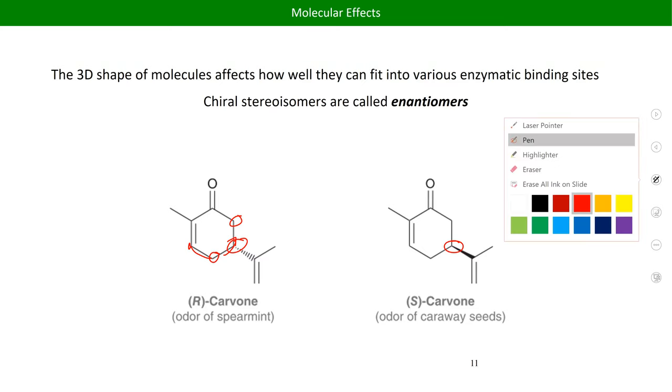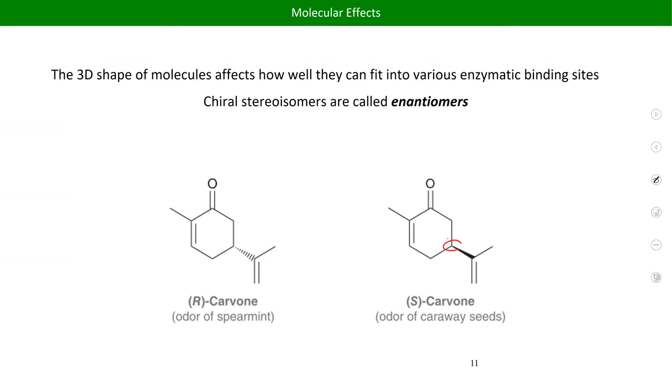So this one carbon center, one chiral carbon, creates a huge difference in the way that it fits into our smell receptors. Spearmint versus caraway. Kind of a big difference. Don't think of those two scents as being related at all, right? Because it fits into totally different receptors in your nose, which sends different signals to your brain. And it's just based on that one stereo center.